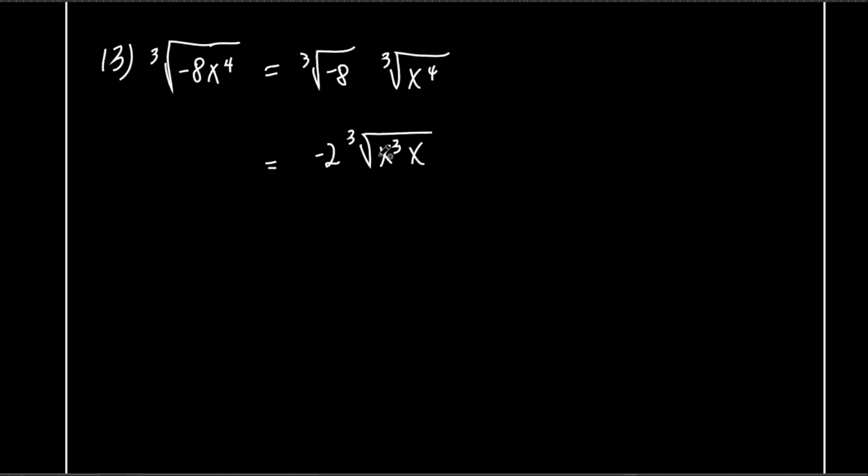I could have written it x to the 2nd times x to the 2nd, right? But would that help me with the cube root? No, it wouldn't help me with the cube root. So that's why I wrote it x cubed times x. So let's see what we can do here.